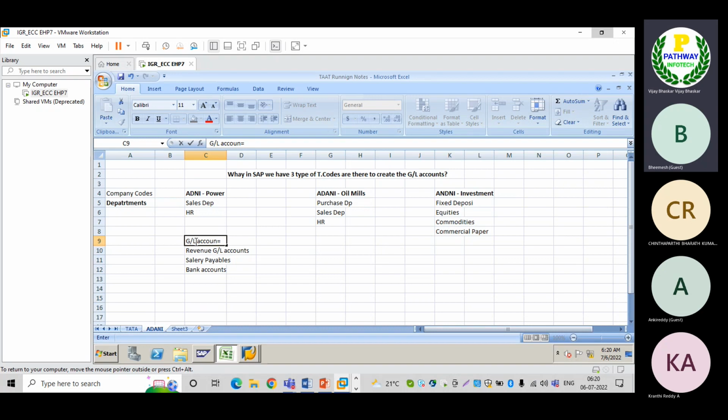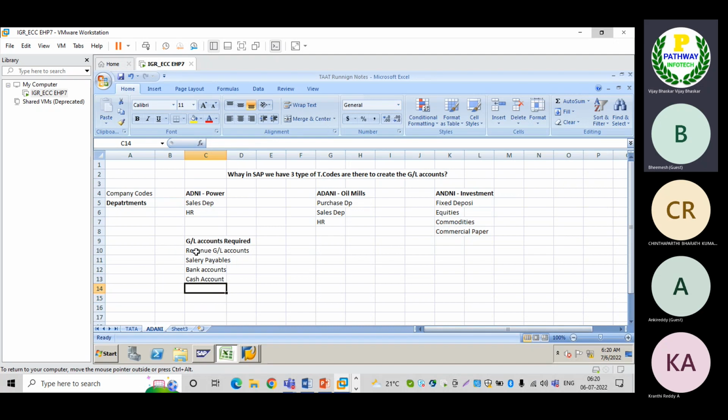GL accounts required. Now here, just assume what GL accounts are required for this legal entity. Revenue, sales, and bank accounts are required. Also, if you want, you can keep a cash account too, just for your understanding.